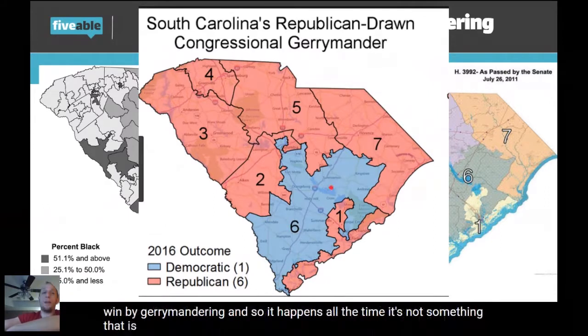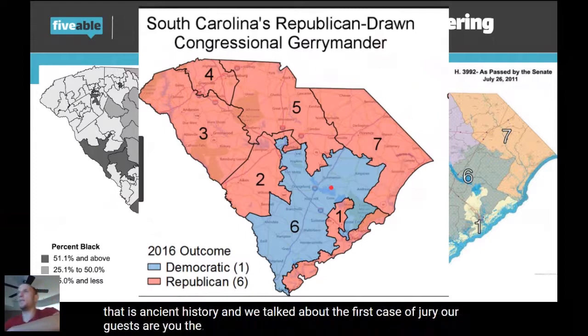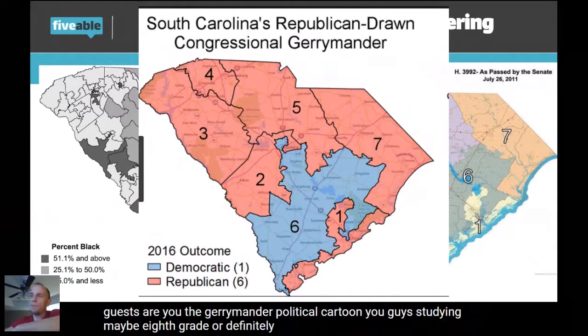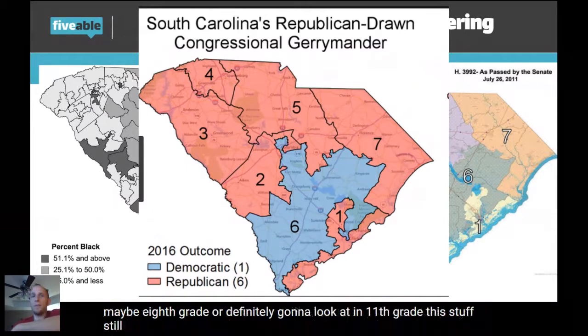And so it happens all the time. It's not something that is ancient history. And when you talk about the first case of the gerrymander political cartoon you guys study in maybe 8th grade, or definitely will look at in 11th grade, this stuff still happens. It happens all the time.